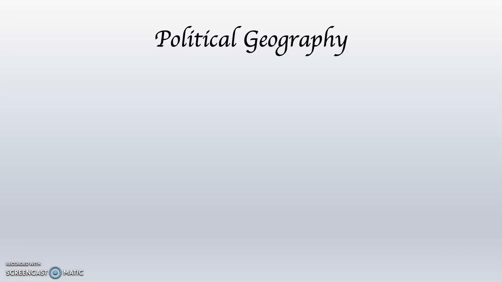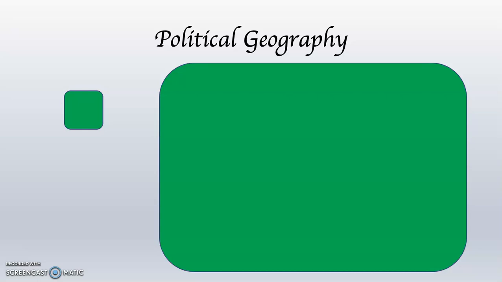We've already gone through some things that happen when you draw boundaries on a map and create a state. Can you think of some other things that are going to happen when you draw boundaries around a state? Well, first of all, take a look at this. Now look at this.